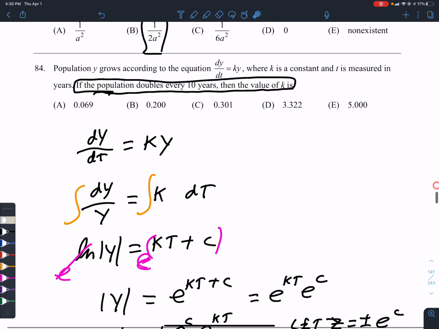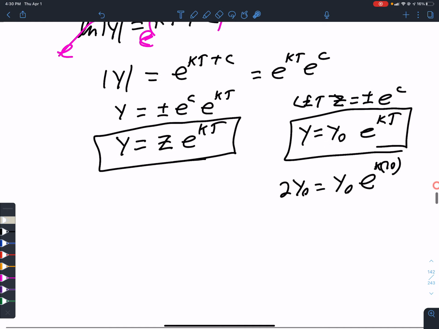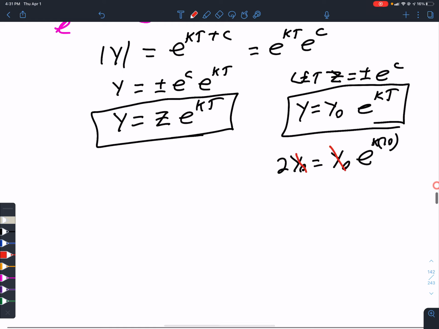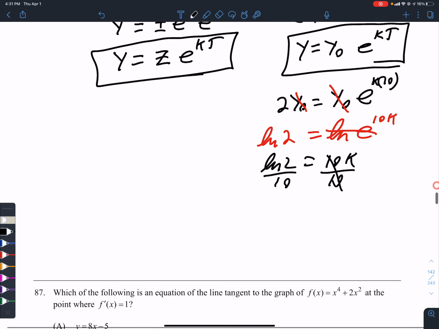We're told that the population doubles every 10 years. So that means if you start with y0, after 10 years, you're going to end up with twice what you started with. This is the ending amount. That's your starting amount. Okay? And so now you can solve by dividing both sides by y0. You ln both sides. Why would you ln? Because the ln and the e cancel. So you get ln of 2 equals 10k. Divide both sides by 10. And you do that in your calculator. ln 2 divided by 10.